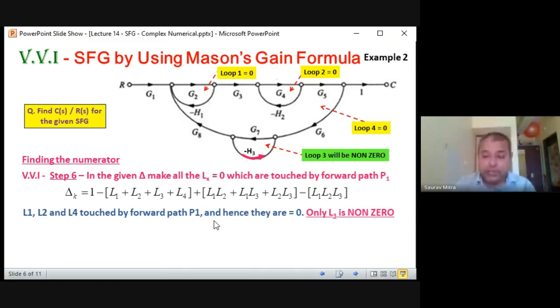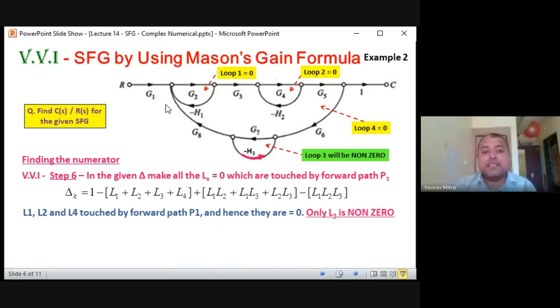So if there are two forward paths, then for both the forward paths you have to do this separately. In that case delta 1 will come, and in that case delta 2 will come. So P1 multiplied by delta 1, P2 multiplied by delta 2, and an addition of this. So what will be the numerator if there are two loops? There are two forward paths, not loops. If there are two forward paths, it will be P1 delta 1 plus P2 delta 2.